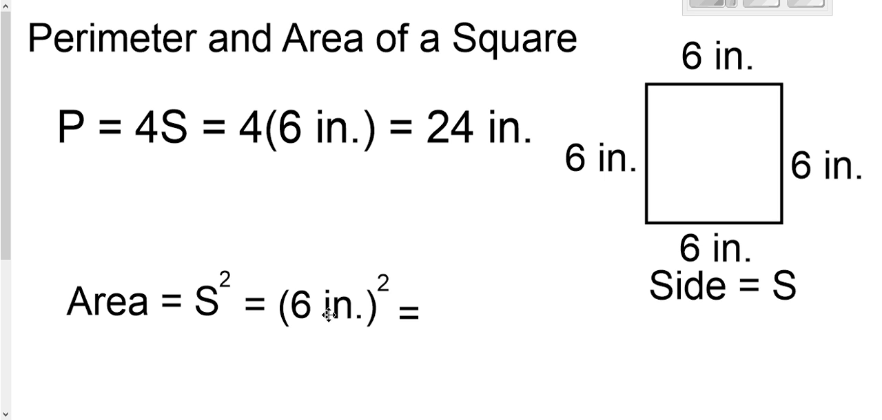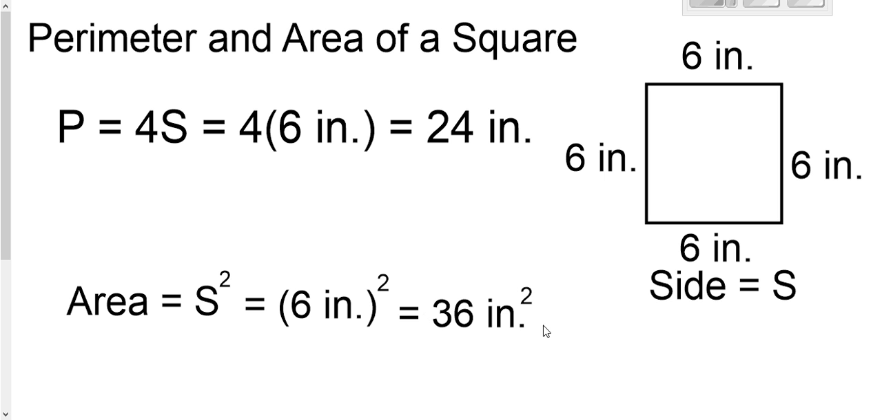So we're going to take 6 inches to the second power. So that's 6 inches times 6 inches. So the 6 times 6 is 36. But again, for area, they're square inches, and we get it by multiplying inches times inches again. 6 inches times 6 inches equals 36 inches to the second power, or square inches.